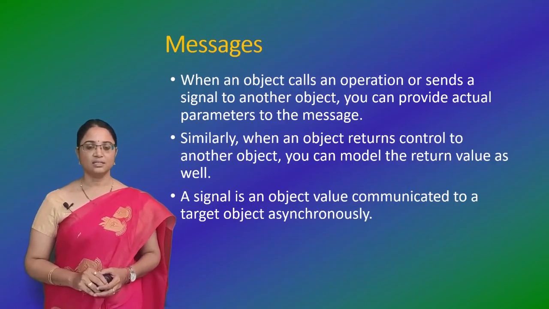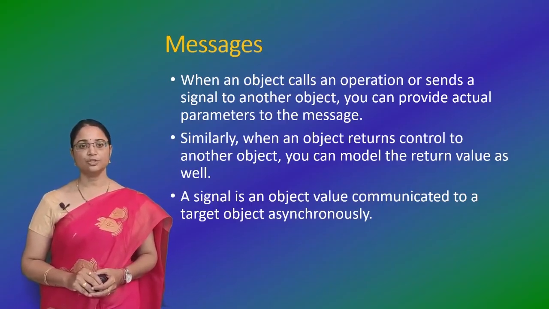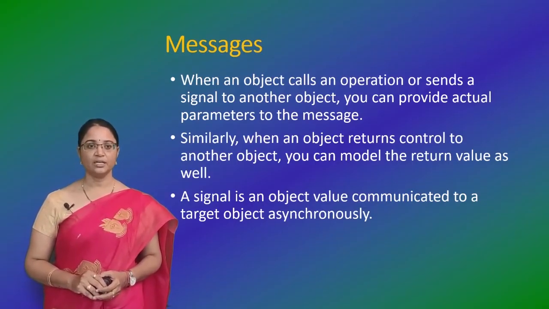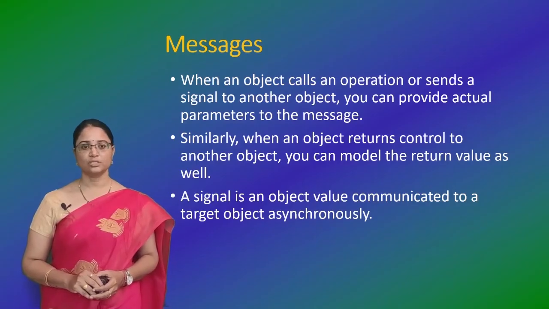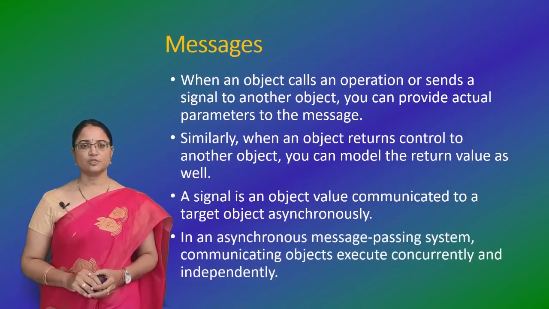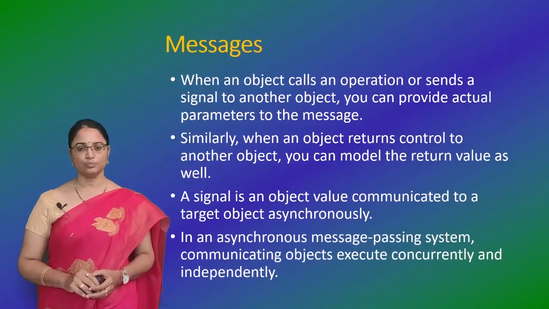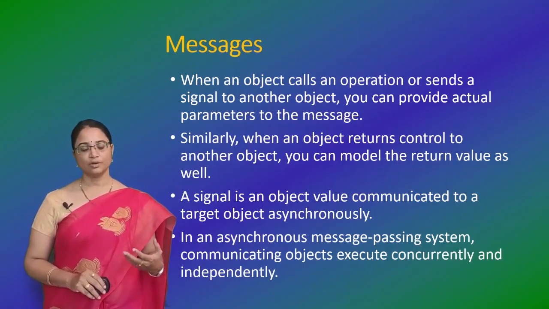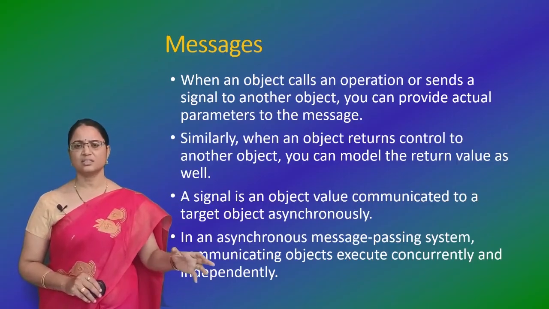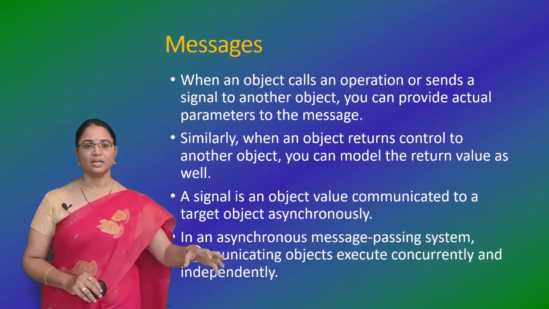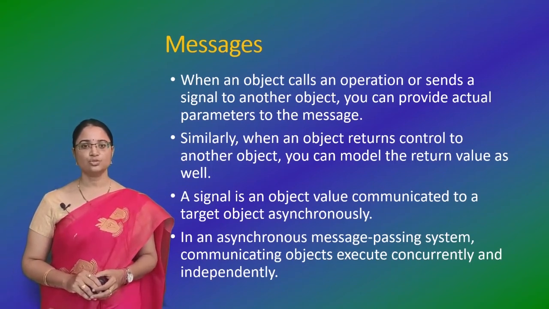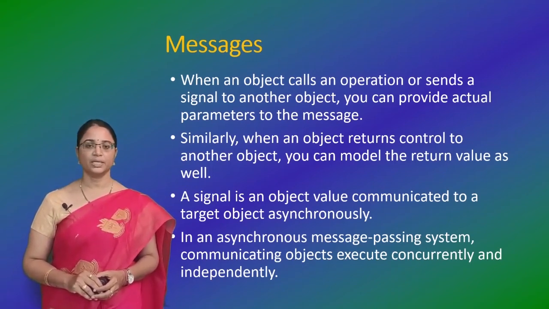After sending a signal, the sending object continues its own execution. When the target object receives the signal message, it independently decides what to do about it. In an asynchronous message passing system, communicating objects execute concurrently and independently. If they want to send some message, they send it, and that's it. It is done independently. They share values only by passing messages, so there is no danger of conflict over shared memory.